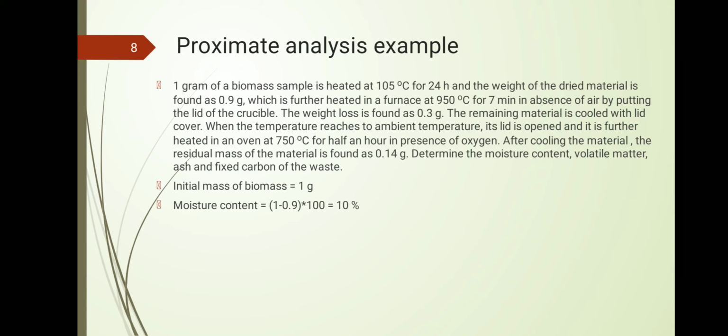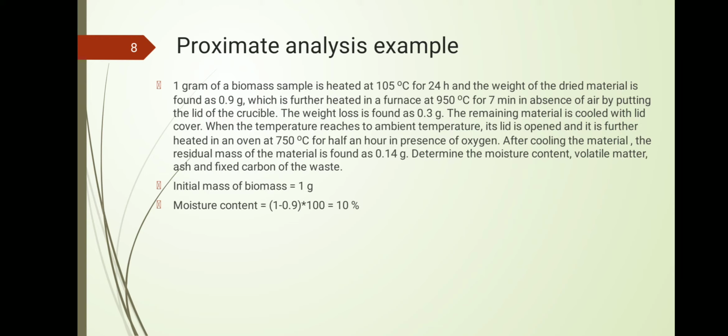So in the denominator we have to take 1 itself, because we have taken 1 gram of sample. The difference in mass is 0.1 gram, so 1 gram is reduced to 0.9. So our moisture percentage will be 10%. Then after that we are determining the volatile matter.